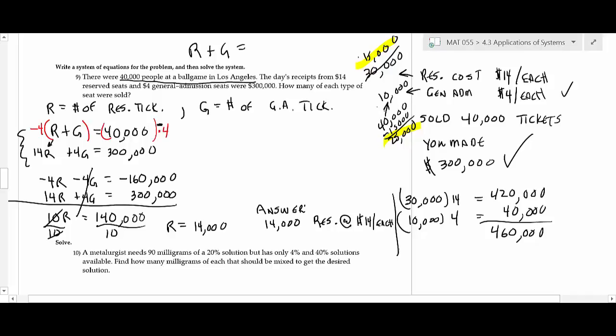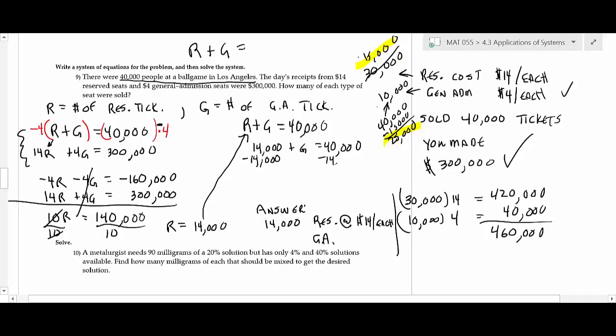Now, that leaves us with figuring out how many general admission tickets we sold. Like you can do in any system of equations, the first equation's a lot easier, so what I'm going to do really is just take that 14,000 and plug it in. Then I'll be able to find the number of general admission tickets. So what I have is 14,000 plus G is equal to 40,000, and then I can subtract 14,000 from both sides, and you just get your calculator out if you have to.